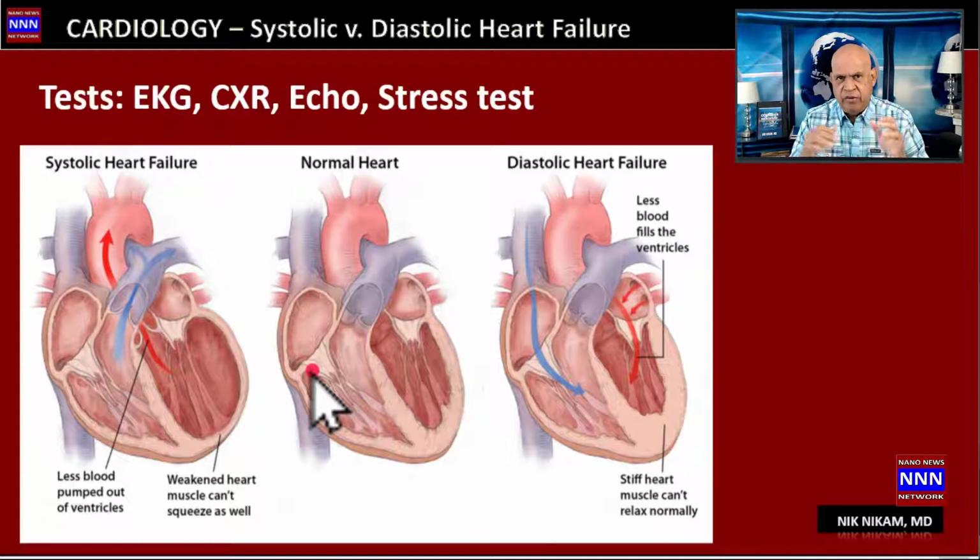Echocardiogram is the most definitive test to differentiate between dilated cardiomyopathy related heart failure versus hypertrophic cardiomyopathy related heart failure. Of course, with the echocardiogram, we can look at the ventricular size, thickness, volumes, and also look at the valvular functions in terms of regurgitation or stenosis, whatever the case might be.